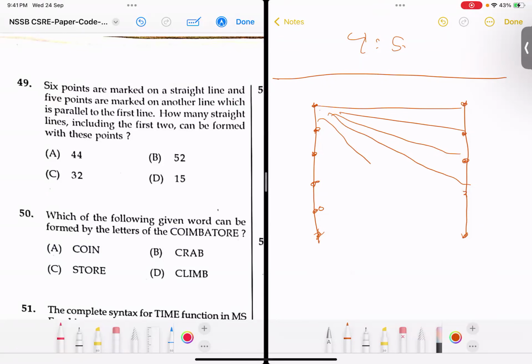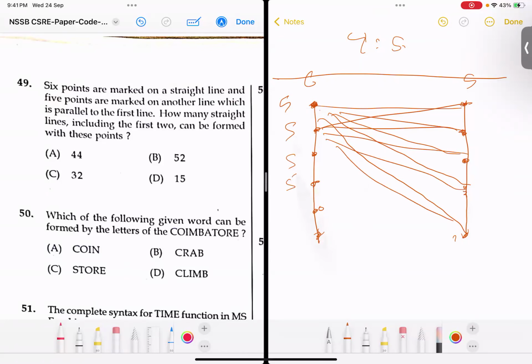So if you see here, you know that every point can connect to every point. Here there is 6, right? There is 5, which means every point on the 6-point line can be drawn 5 more lines. So immediately here we have 5. Here also we can do 5 more lines, right? So it will be 5, 5, 5, 5, 5, 5. So it will be 30, right? 6 times 5 is 30, plus, including the first 2. Okay, so which means we have to include these 2 lines also. So 30 plus 2 is equal to 32. So the correct option is 32.